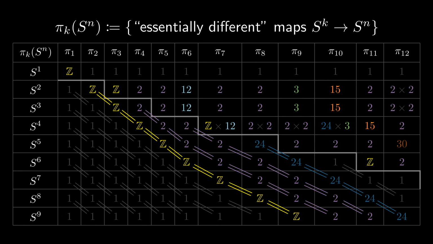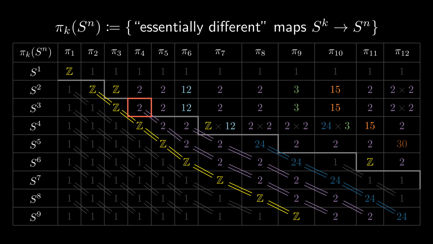You might wonder why something in this table can even have torsion. Like, why are there all these finite numbers instead of just being Z's? One example to think about might be pi4 of S3, which is the cyclic group of order 2, and it comes from the J homomorphism.